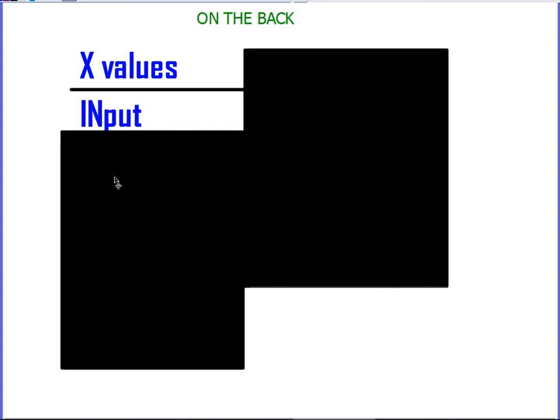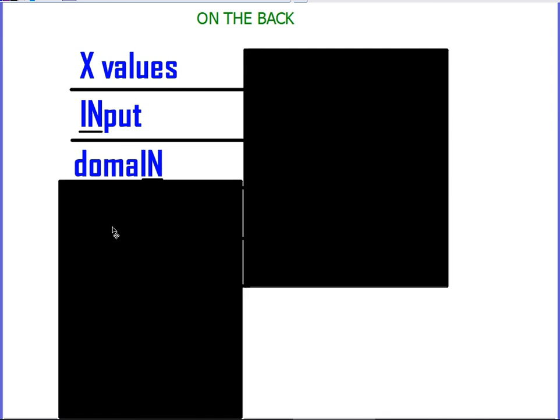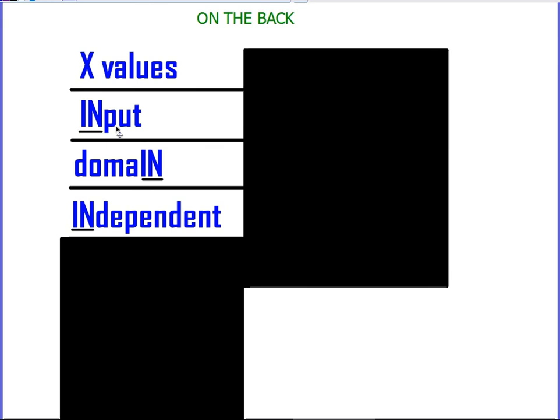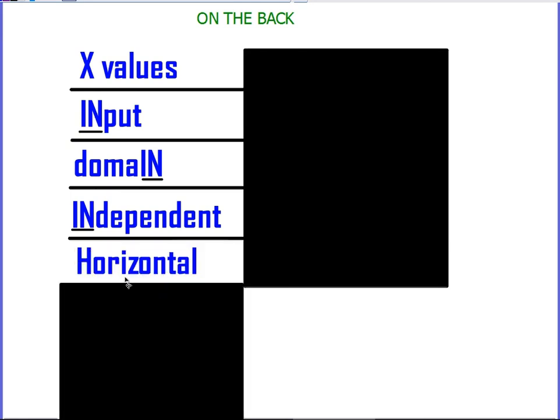It would be the input, it'll be the domain, and it'll be the independent variable. And so make sure also the key part to this is that IN. It's the one that's going into your function. And so that's why I write it in capital letters and I underline it. And then another term that I have in there just to be helpful is horizontal. So that's the one that's going left to right.